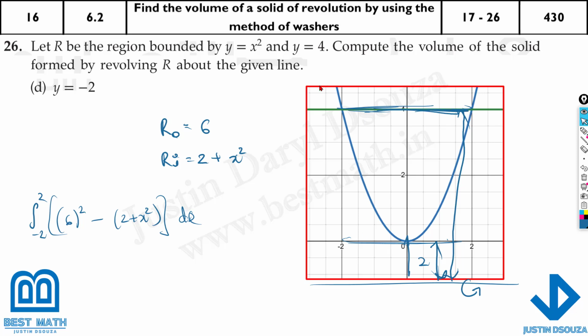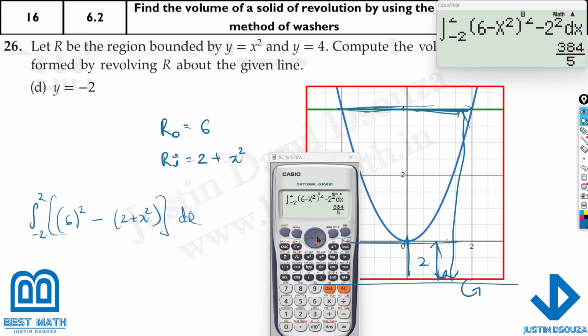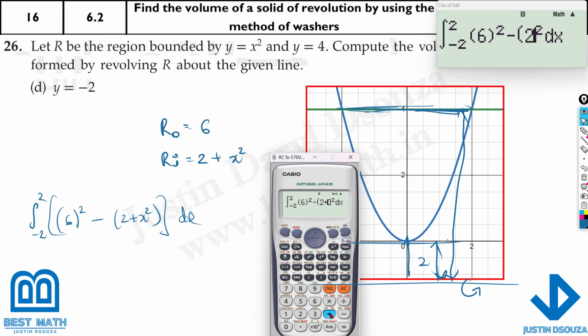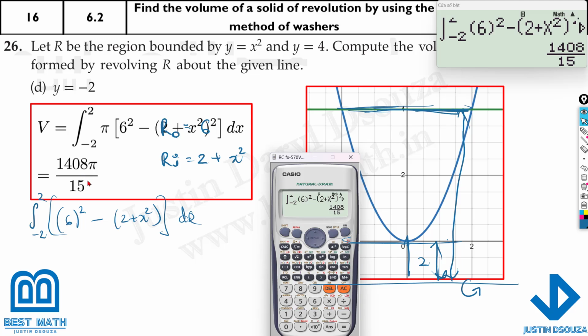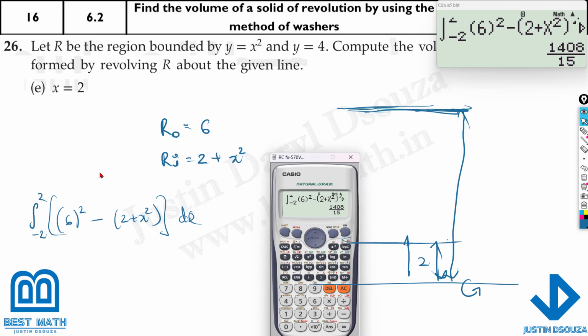Now, we can easily solve it in the calculator. Here we will just change what is this. The first one is 6 squared. And over here it is 2 plus x squared, then the whole square. And the limits are from minus 2 to 2. So the answer is 1408 pi divided by 15.